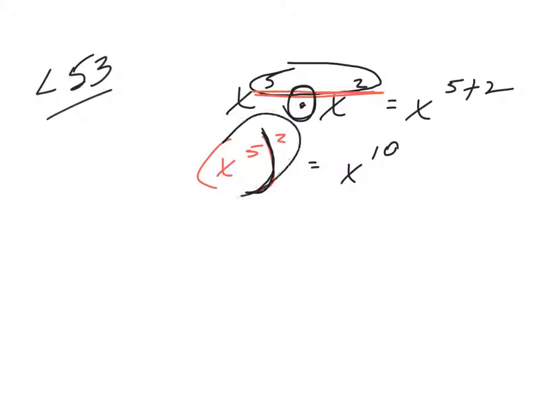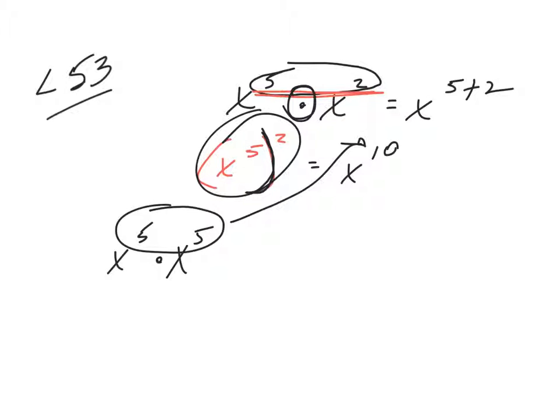Because what does this mean? That means x to the 5th times x to the 5th, which means if you add those, you'd get x to the 10th. Or if you just multiplied 5 times 2 here, you get 10. And that's pretty much the power rule. Not really a whole lot to it.